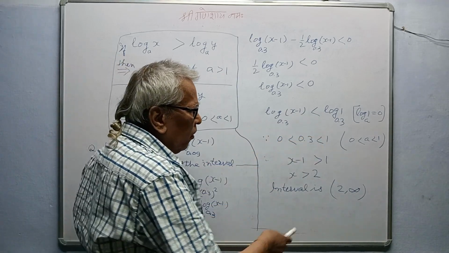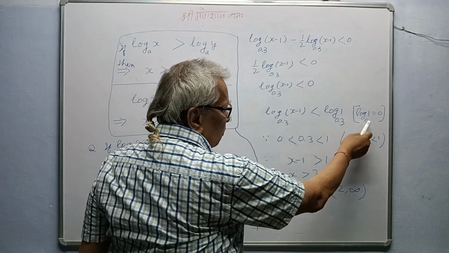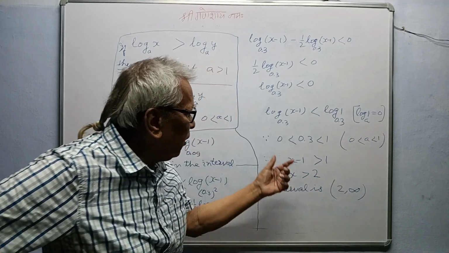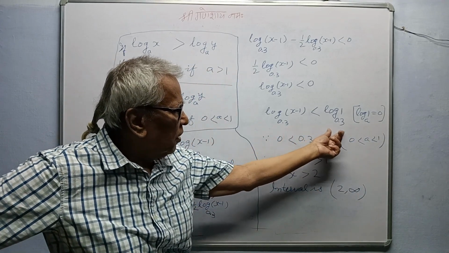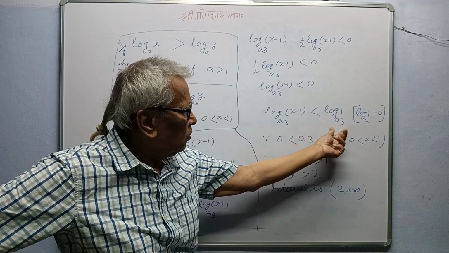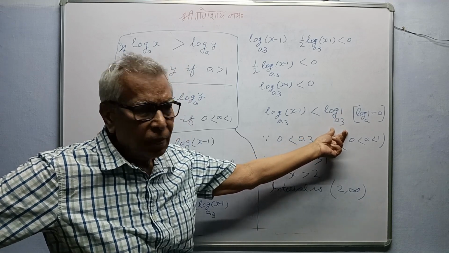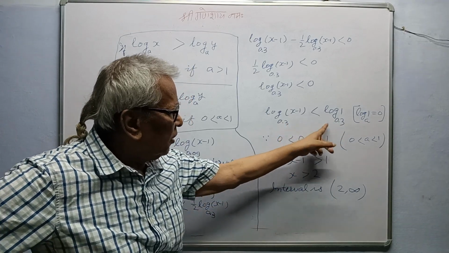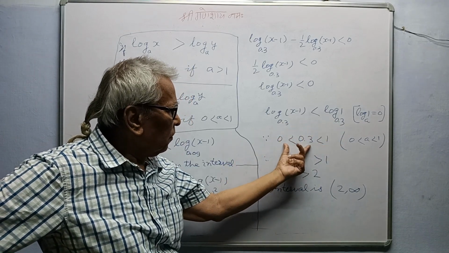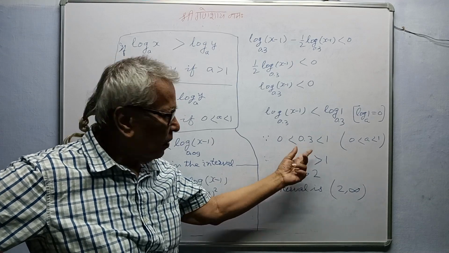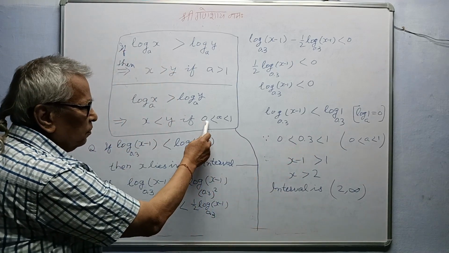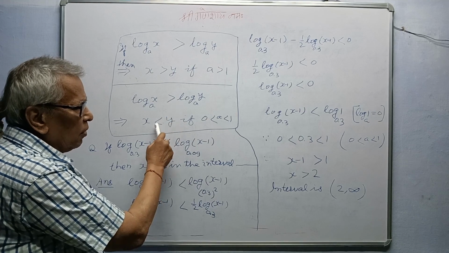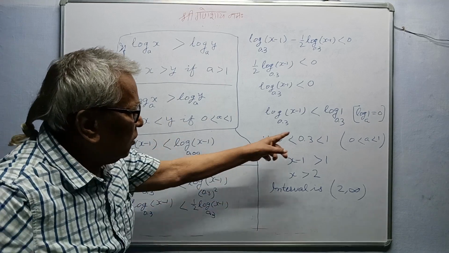Now we will write it in this form. Log 1 to the base a is equal to 0. Similarly, this base and this base are the same. So log 1 to the base 0.3. Same base. Now this base lies between 0 and 1, so this formula will apply. So the inequality will reverse.